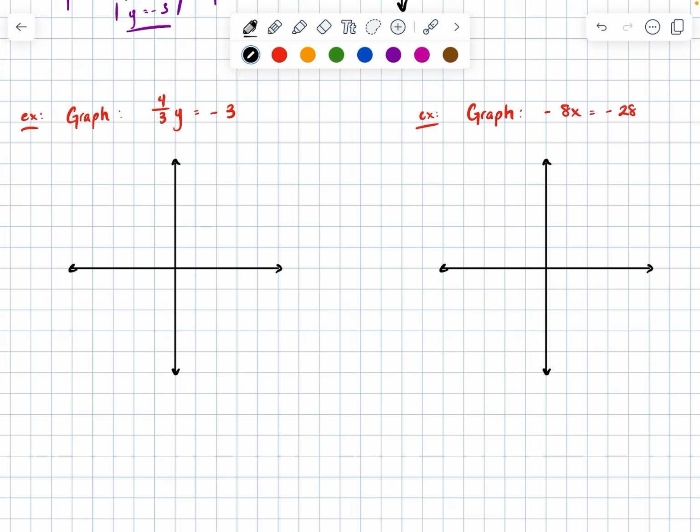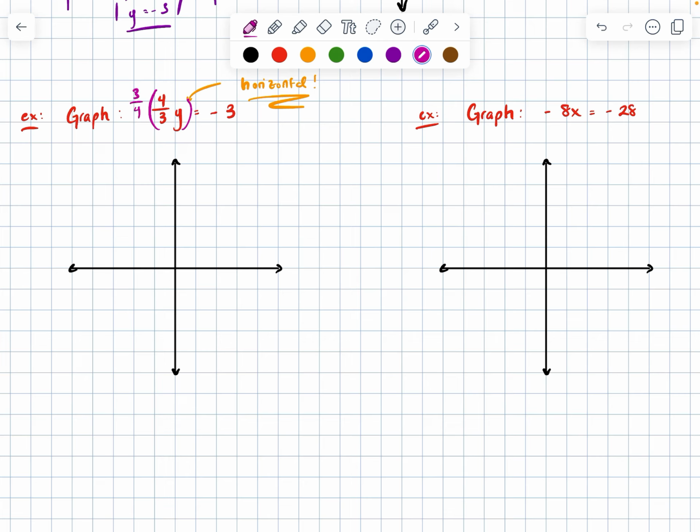4/3 y equals negative 3. Negative 8x equals negative 28. Well, when I just see a variable of y, I of course know that my graph is going to be a horizontal line. I'm saying that the y values need to be the same, so the elevation above the x-axis needs to be the same. The x-coordinate can be whatever it wants, but the y value must always be whatever it is. But in order to get there, remember I need to get y by itself.